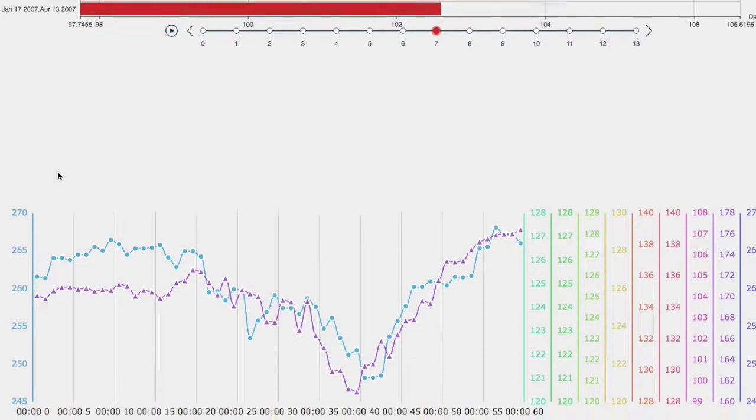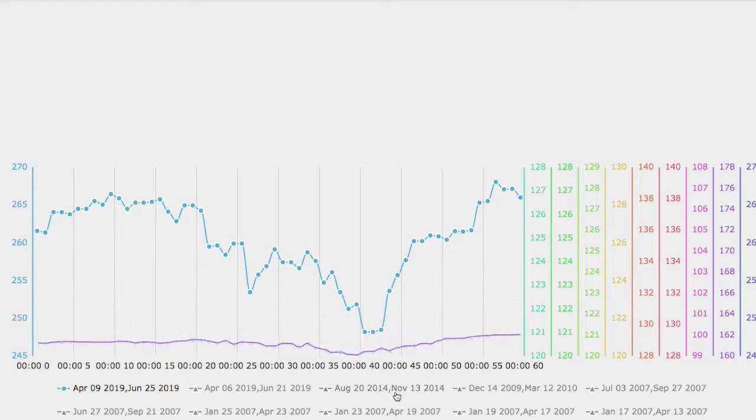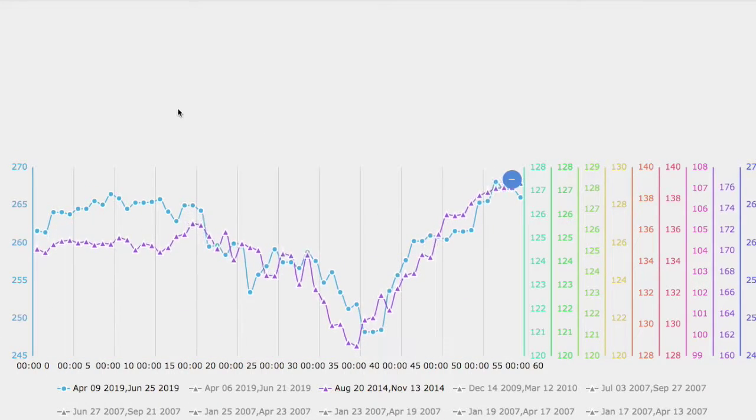And here's the line graph that I compared it to, the current trend right here, and the 2014 trend overlapping quite nicely. And that is all.